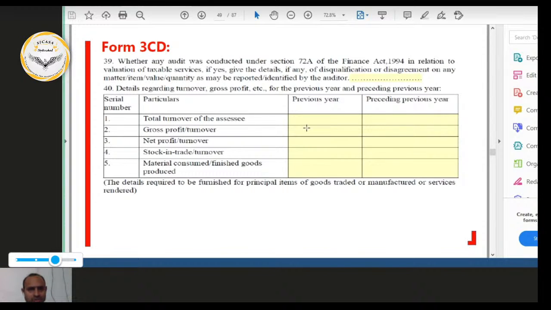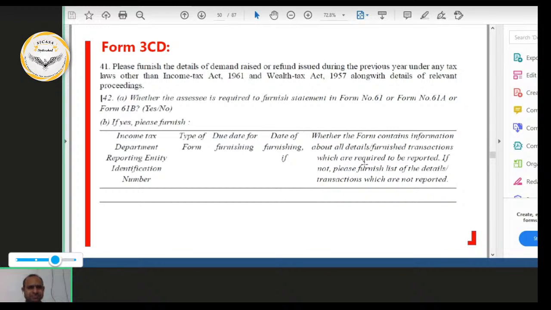Then let us move on to clause 41. It talks about: please furnish the details of demand raised or refund issued during the year, other than income tax and wealth tax, along with the details of relevant proceedings. So any other demands under any other law, you quantify and give. Okay. Then they will examine what its implication is under the Income Tax Act.